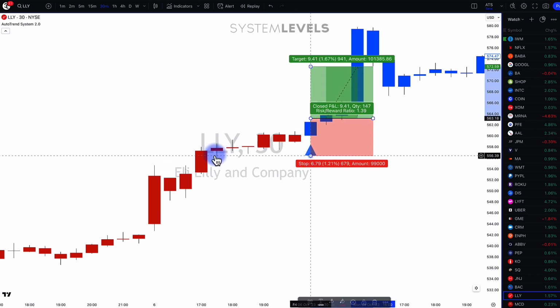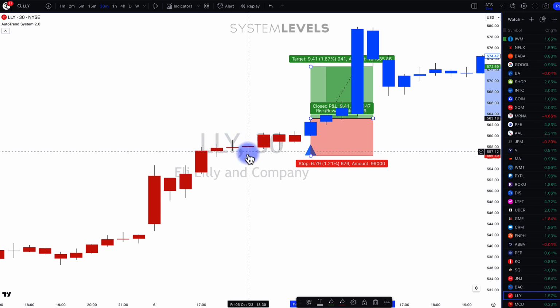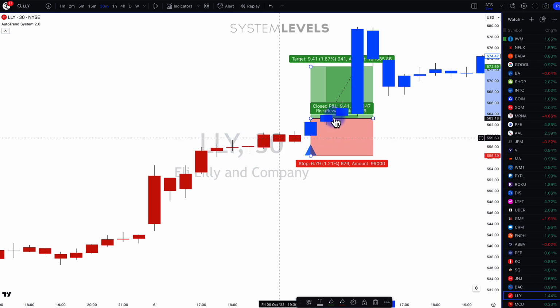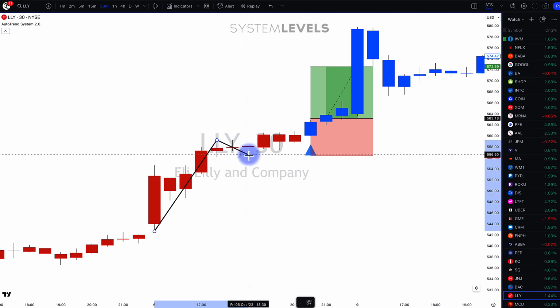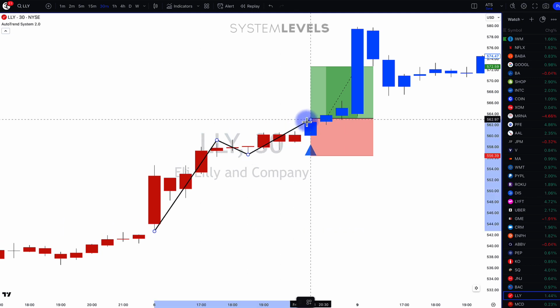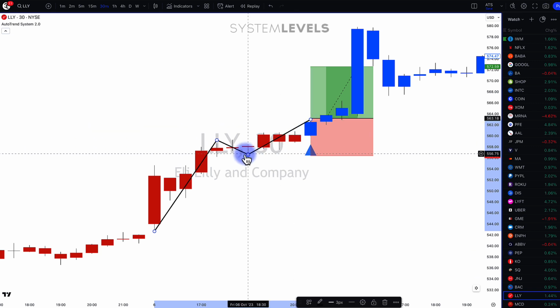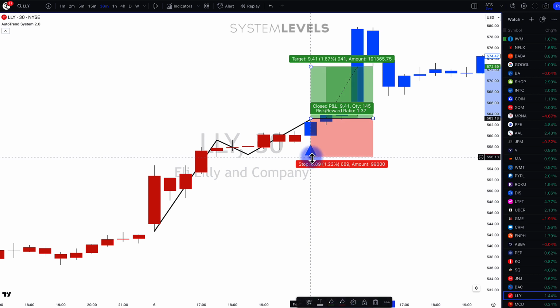So it would have been around here. You see how price came up, down slightly, and then up again. If you can't see it, it went up here, down here, and then up again. So that's a nice swing low here that we can place our stop loss just a little bit under.